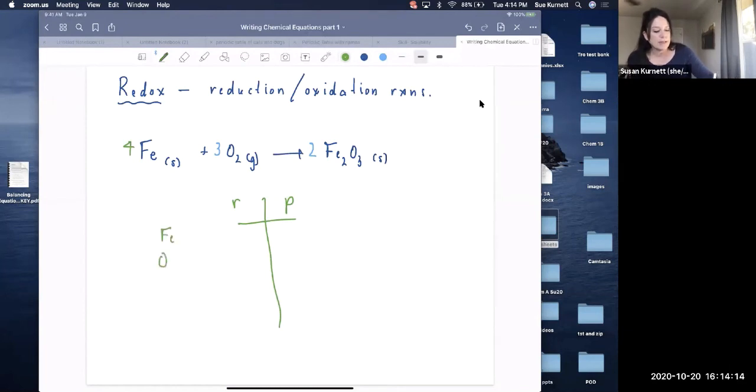And I'll start counting. I have 4 irons on the left, and I have 2 times 2, 4 irons on the right. I have 6 oxygens on the left, and I have 2 times 3, 6 oxygens on the right. This is a balanced equation.